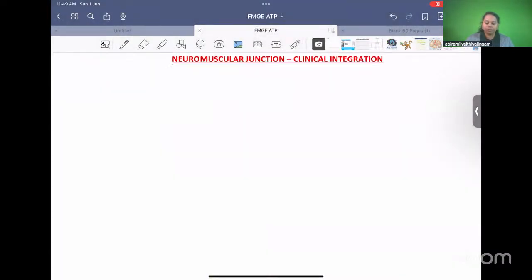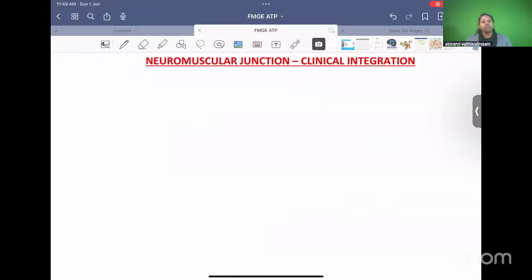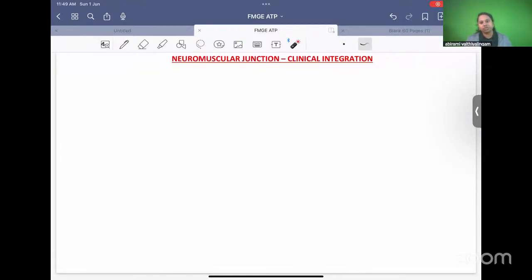Let's move over to the neuromuscular junction. Neuromuscular junction is a very important topic in nerve physiology, and there are many clinical aspects here too. The NMJ, neuromuscular junction, is the junction between the neuron and the muscle. Very simple.